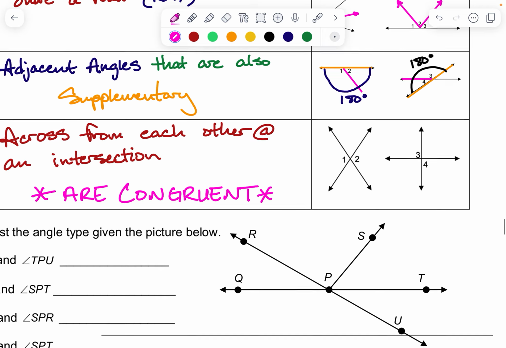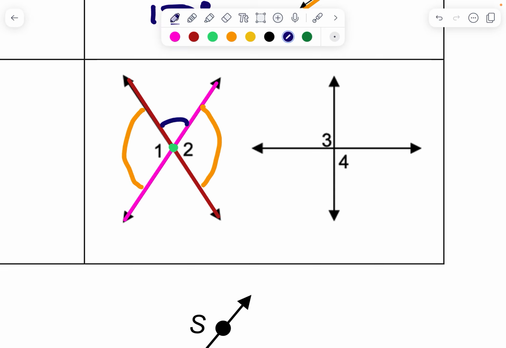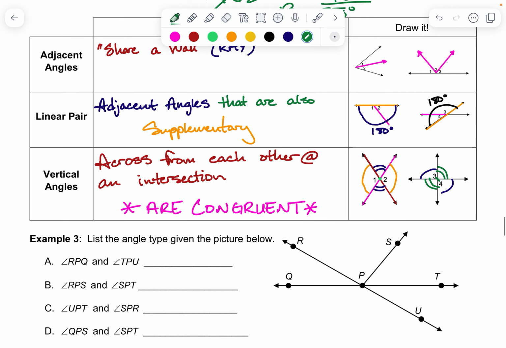So let's look back at the picture. When you see angles like this, see how they're formed by the intersection of two lines? I've got these two lines going on forever, and they just happen to cross each other right at this point. Well, these angles that are across from each other are congruent, and also these two are congruent with each other, okay? Same thing over here. These are congruent, these are congruent, because they are across from each other at an intersection.